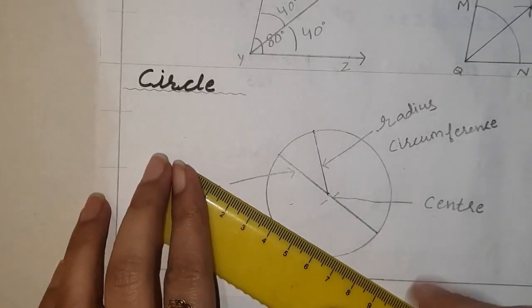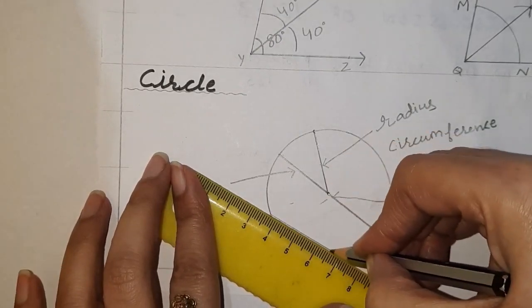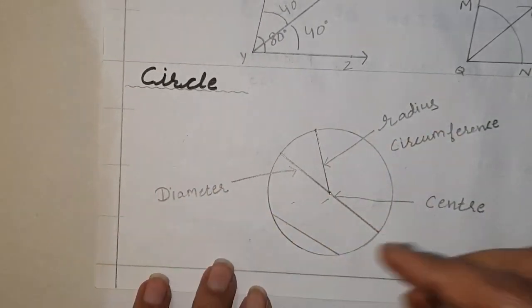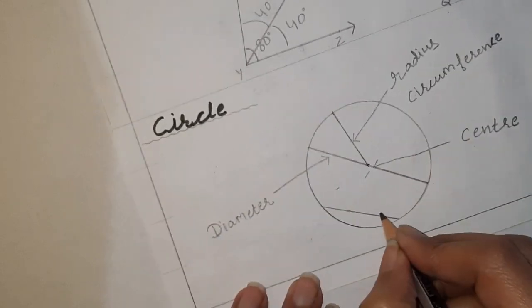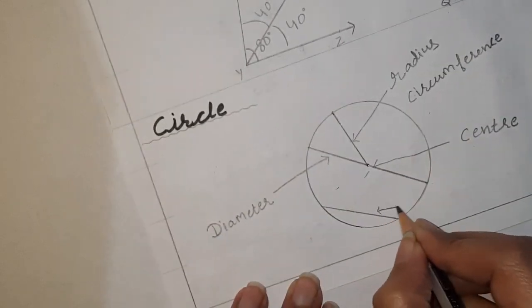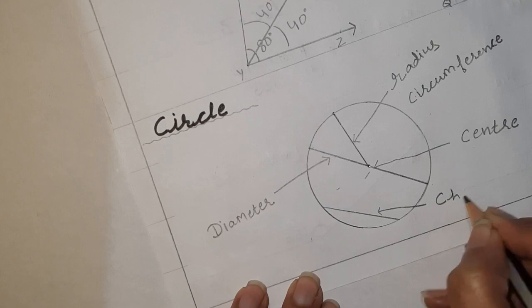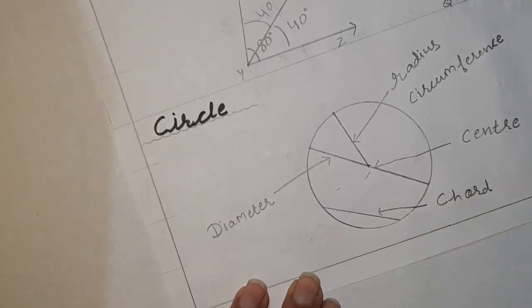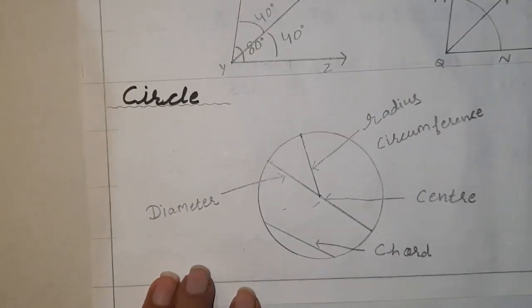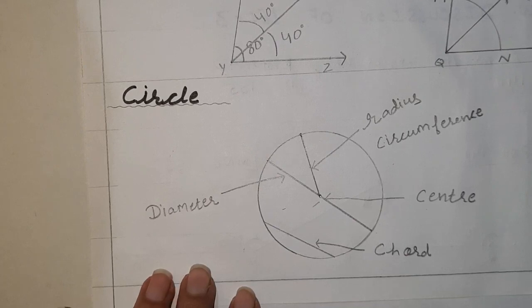And the line segment joining any 2 points on the circle is known as chord of the circle. It is known as chord. C-H-O-R-D. Chord of the circle.